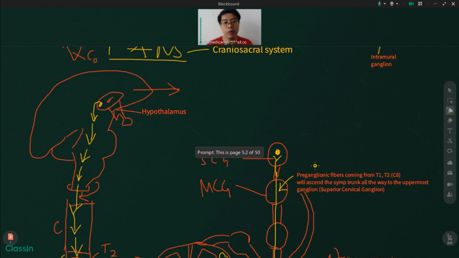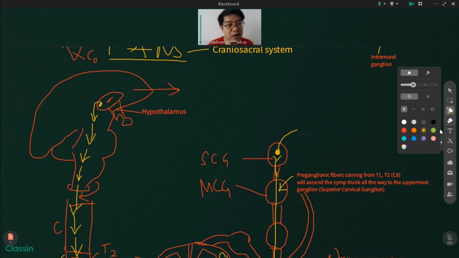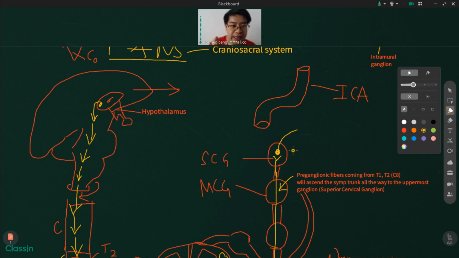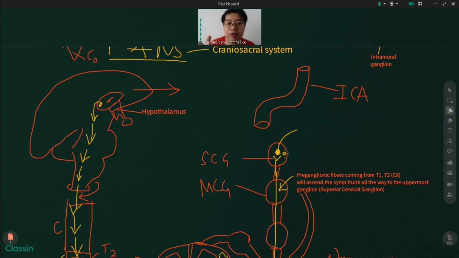Let me tell you. At the superior cervical ganglion, the postganglionic neurons are going to come out. And then what will it do? There is a special artery that goes from underneath here all the way into the central nervous system. And what is that artery? The internal carotid artery on both sides, right? So you have two of these postganglionic neurons coming from the superior cervical ganglion, and you have two ICAs.